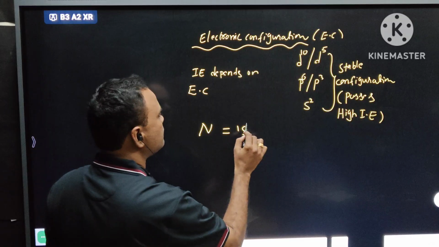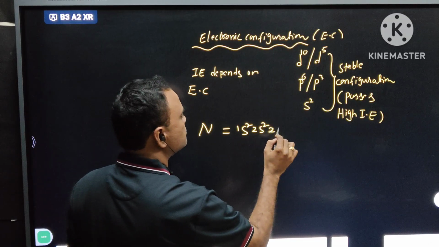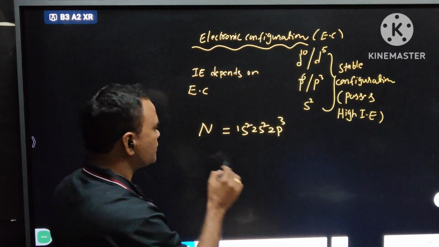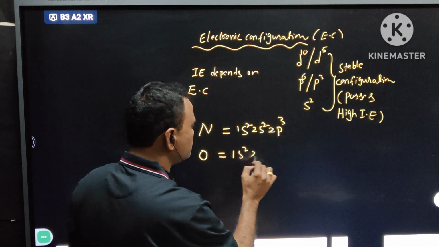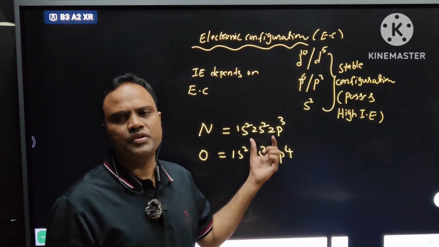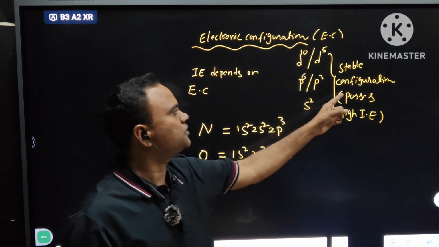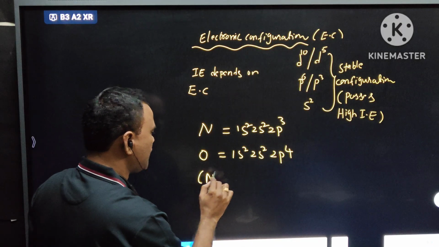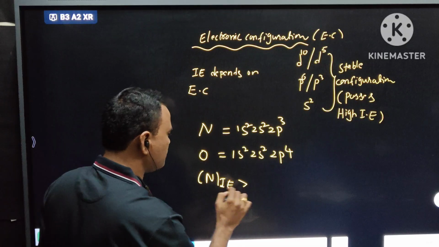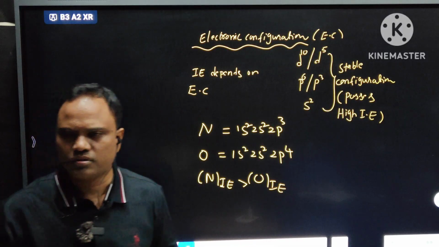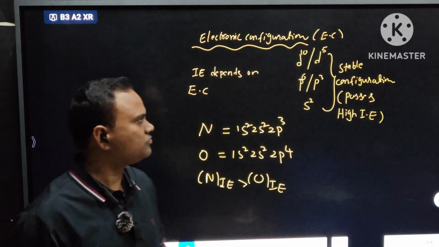Nitrogen electronic configuration is 1s2, 2s2, 2p3. Nitrogen atomic number is 7. p3. Oxygen 1s2, 2s2, 2p4. Which is completely half filled? Nitrogen, p3. Stable configuration. So nitrogen ionization energy is greater than oxygen ionization energy. Okay.